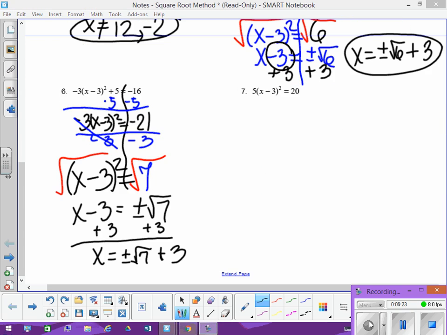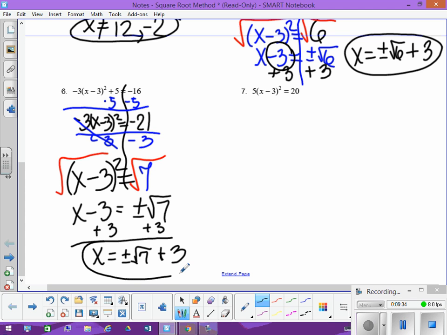Oh, I got it right. Let's go. Okay, so we got to right here. We took the square root of both sides, and then we end up with plus or minus 7 plus 3. Okay, and we're going to leave it. Now, they're not always difficult like that.